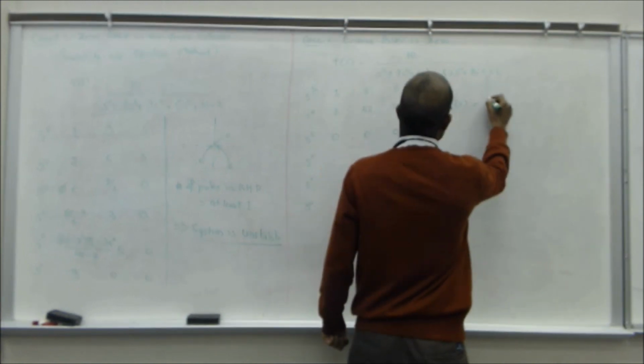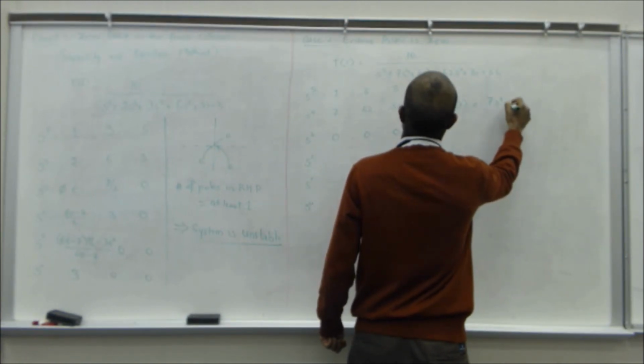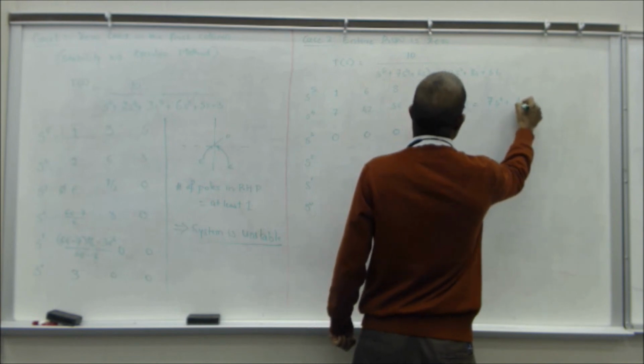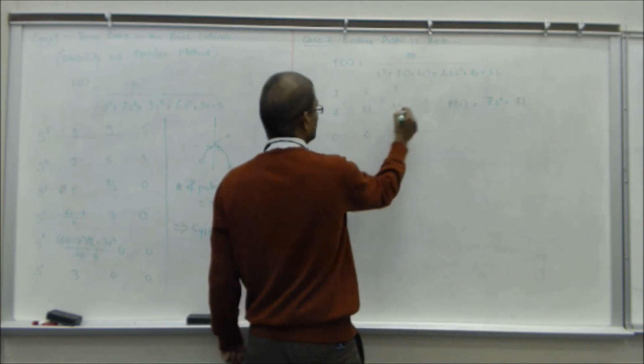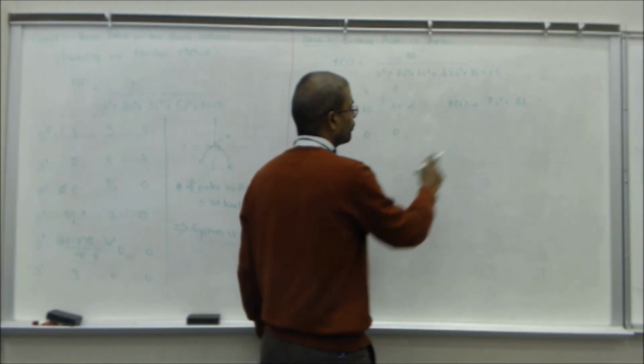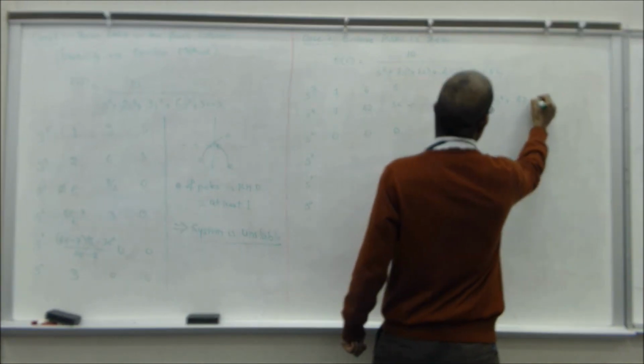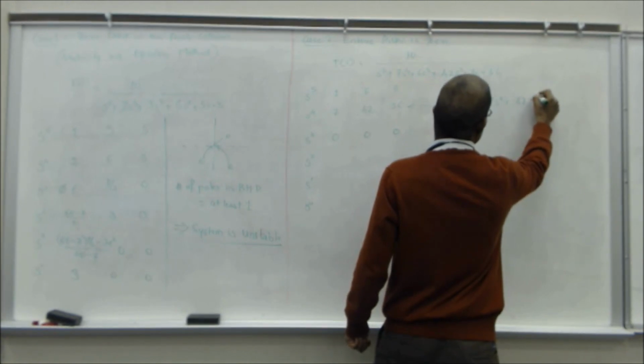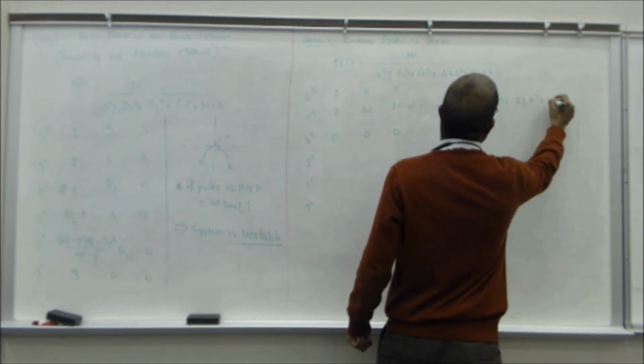Right, it would be 7S^4 plus 42, just this row. The polynomial associated with this row: 42S^2, right, plus 56.